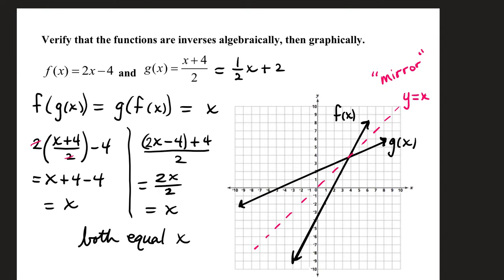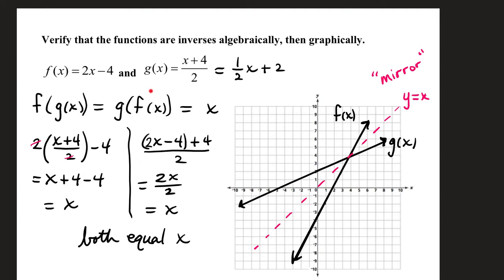As far as algebraically verifying, you do your composition in both directions. So we're going to do the composition of f and g, the composition of g with f, and then if both of those come out to x, we have verified that those are inverses. This first composition, we take function g, so (x plus 4) over 2, and we sub that into the variable of f. That's 2 times (x plus 4) over 2, minus 4. The 2's cancel. X plus 4 minus 4. The 4's cancel, leaving us x.